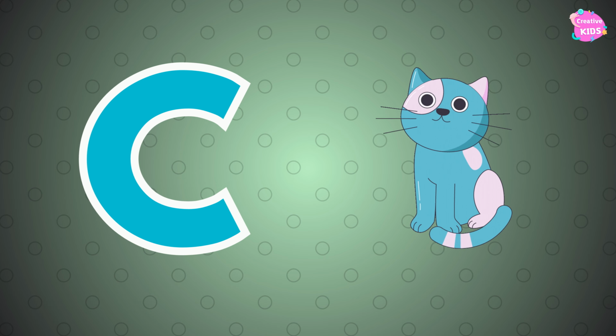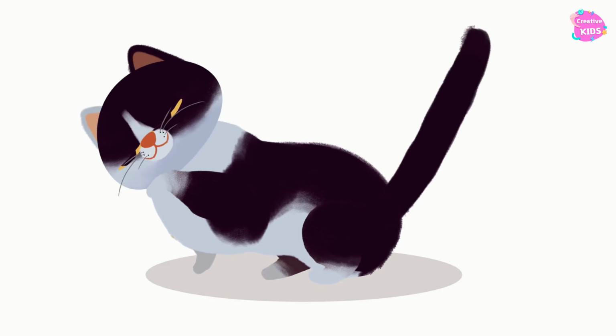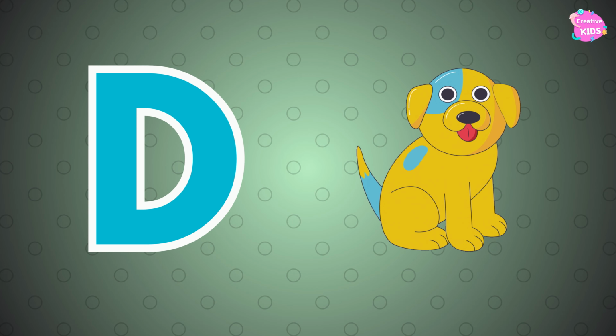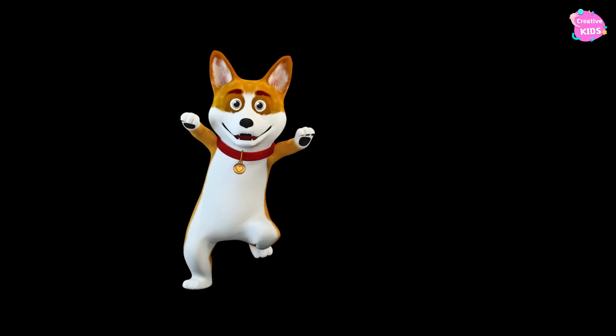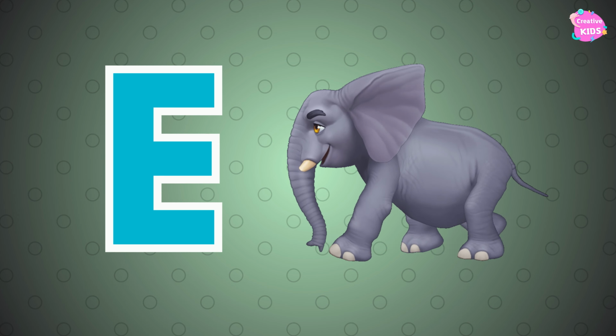C c cat. C is for cat. D is for dog. D d dog. D is for dog. E is for elephant.